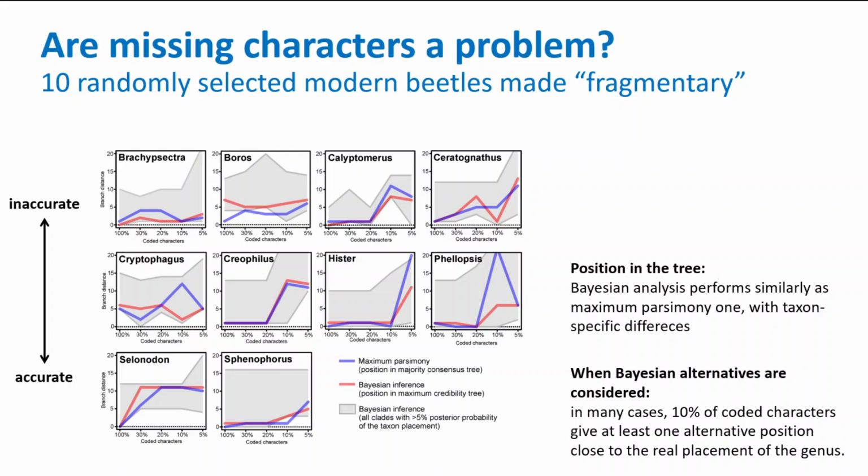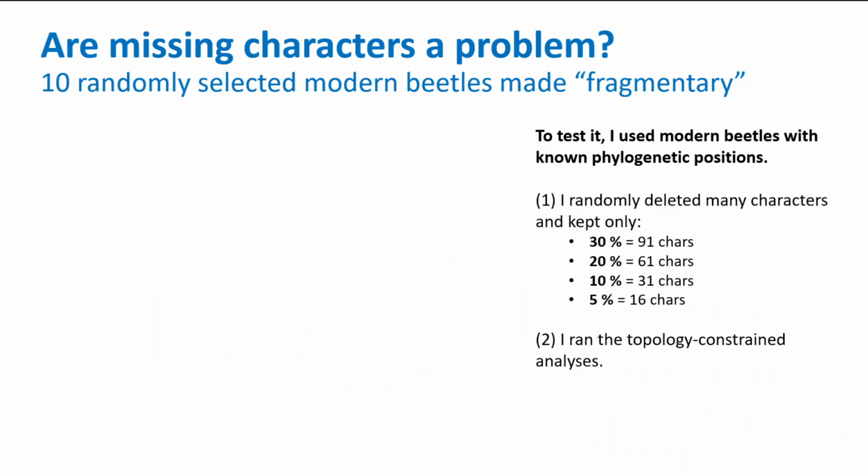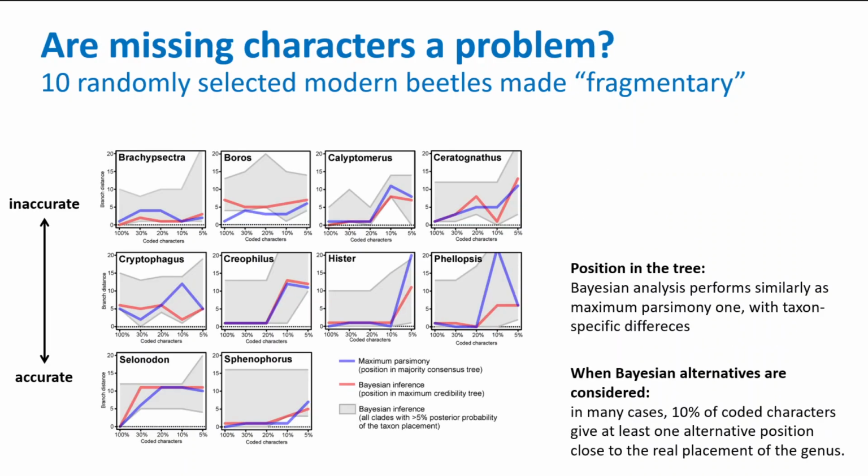And you can see that when we remove more and more characters, the accuracy drops. But surprisingly, the drop only starts in some fossils around 20 or 10% of characters. So if we go under 20 or 10% of characters coded, under 60 or 30 characters, then it starts to be a little bit problematic. But if you look at the gray area, the Bayesian inference considering all the alternatives, we can frequently get very close even with 10% data coded, so even with 30 characters coded in the matrix.